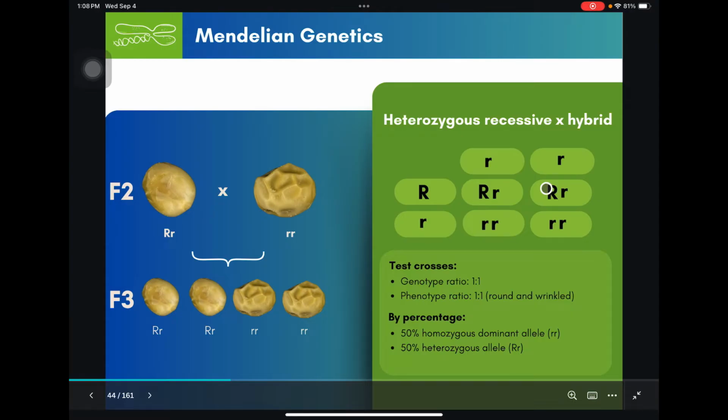The same can be observed in a cross between a homozygous recessive and a heterozygous, as you can see in this one. I'm sorry, the earlier slide has a mistake, and I will be editing it.